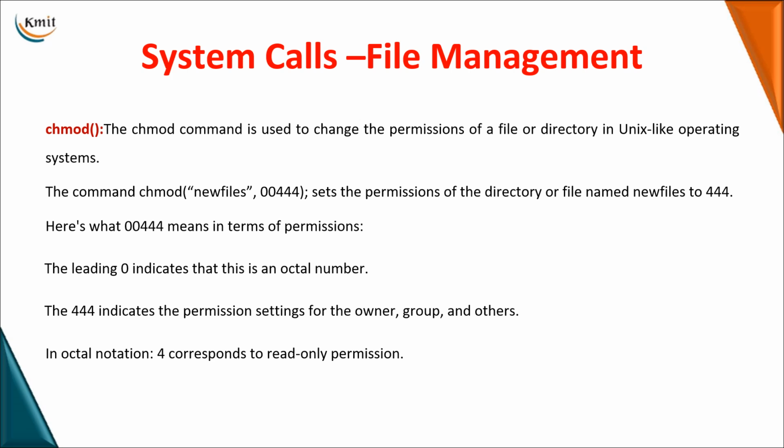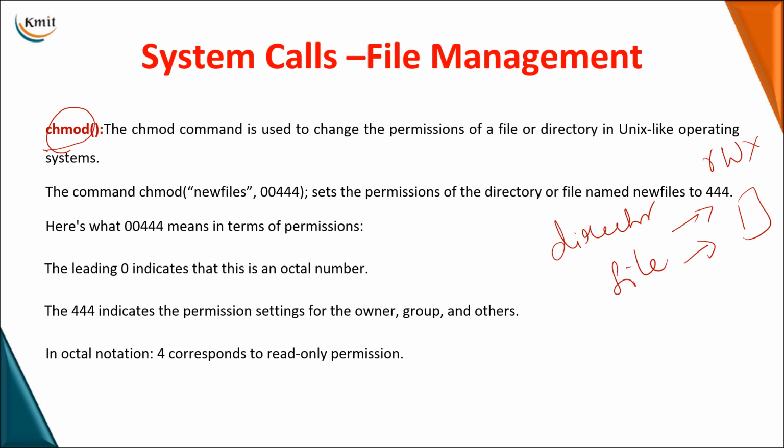Now coming to the next system calls in file management. We have chmod, change mode. While creating your directory or your file, the system will automatically provide you some permissions, meaning whether you can perform read, write or execute, or the user can specify the permissions while creating a file. But if you want to change the mode, the permissions given to a file, you can write chmod, specify the name of the file for which you want to change the permissions, and set your own permissions.